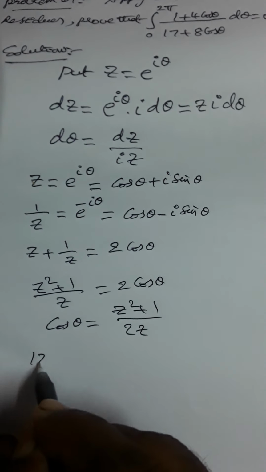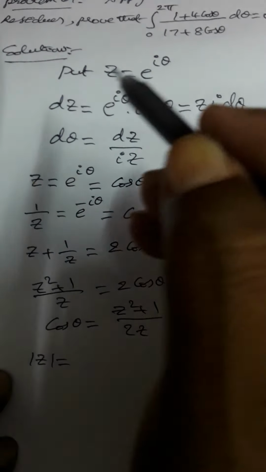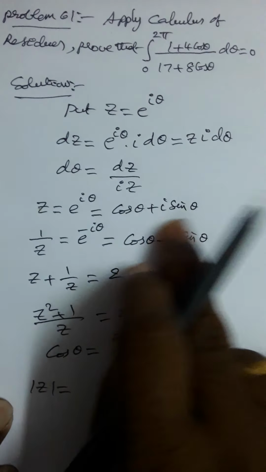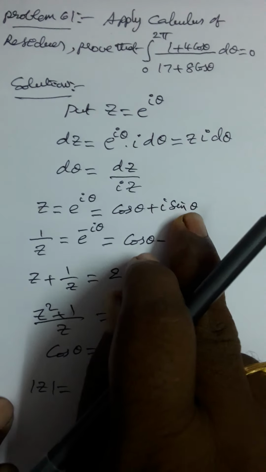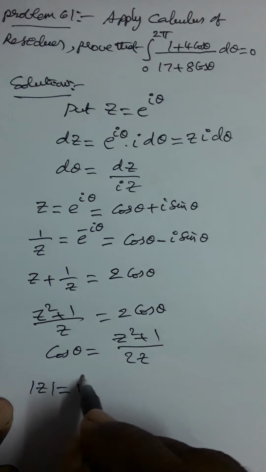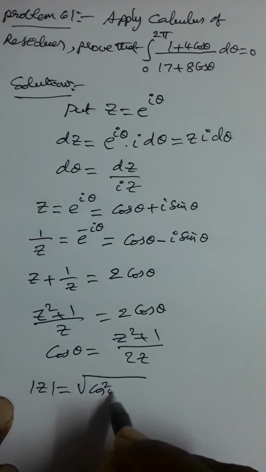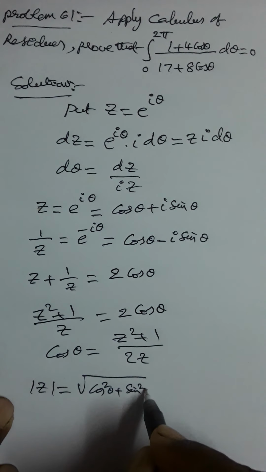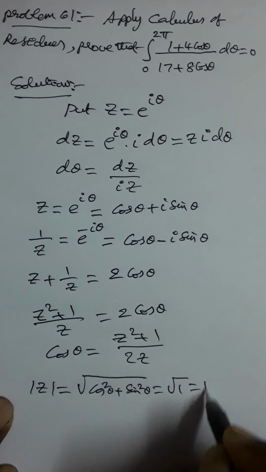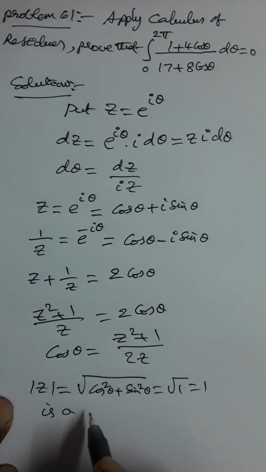Now, what is mod z? This is in x plus iy form. Mod z means root of x square plus y square. So, root of cos square theta plus sin square theta, root 1, which is a unit circle.